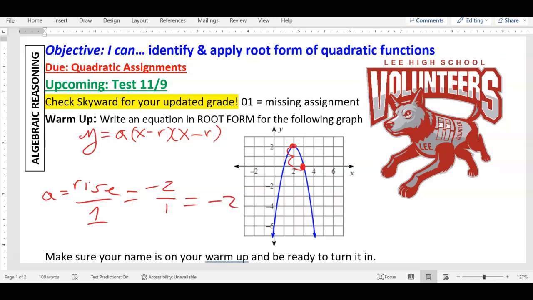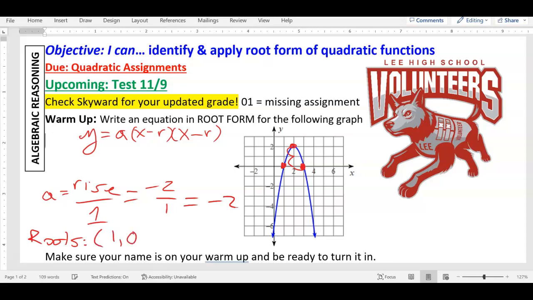Okay? Now the next two things we need are the roots. So remember, what's another name for roots? X-intercepts, solutions, zeros. 4 things you got to know. They're all the same thing. Now who can tell me, what is this root right here on the left? What's the coordinates of it? 1, 0 is right. Okay, so that's one root.